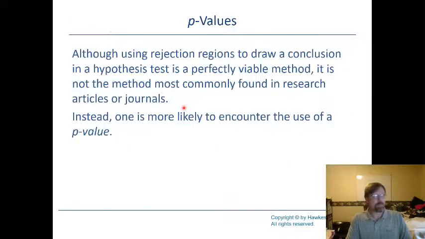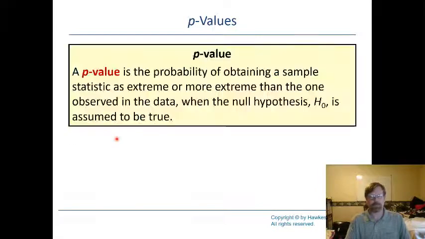What's usually found in research journals and articles is that the p-value gets reported. The p-value is the probability of obtaining a sample statistic as extreme or more extreme than what was observed in the data, if you assume the null hypothesis is true. It is essentially the probability that is associated with the z statistic you calculate for your data.